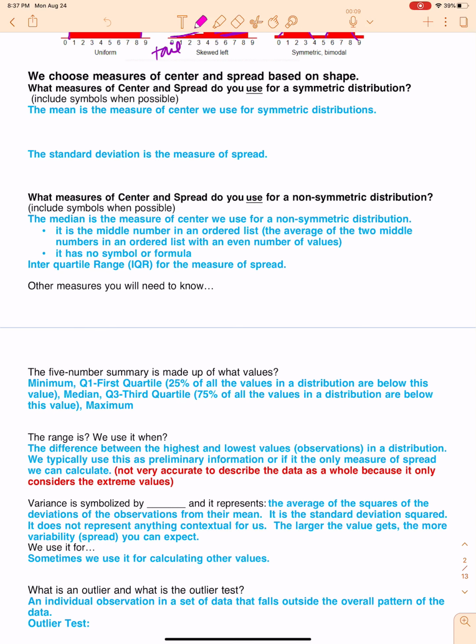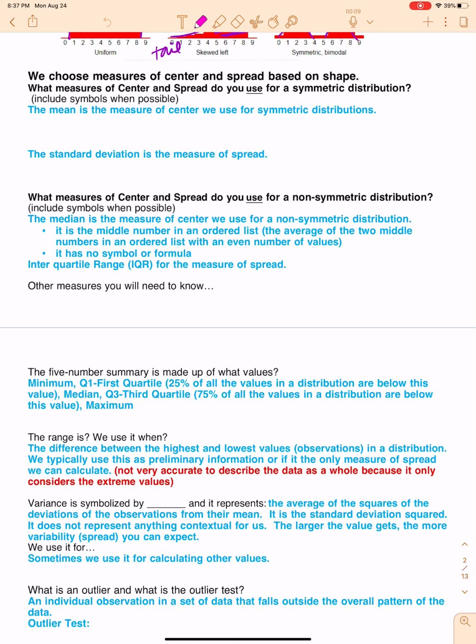Okay, AP Stats. This video is going to focus on how we choose measures of center and spread based on shape. So the first question I always get when we start talking about this is, why does it matter which measure of center and spread I use based on the shape? Well, let me try to explain this to you.